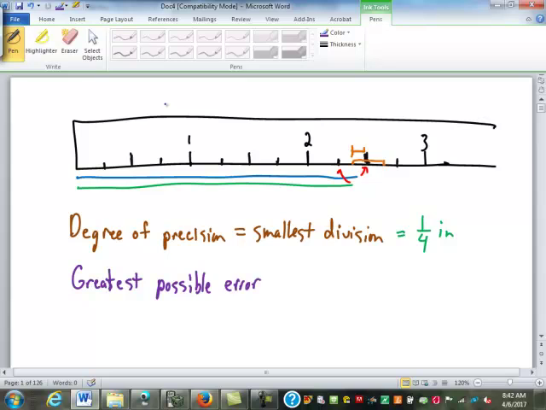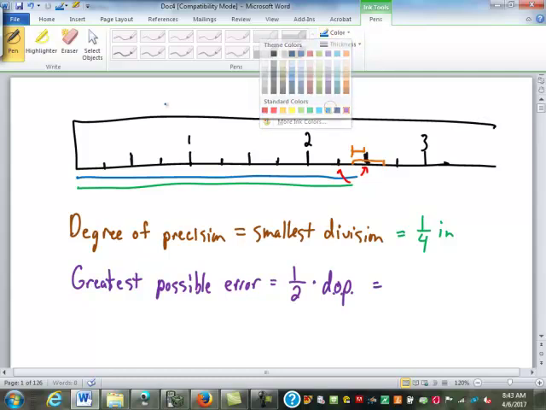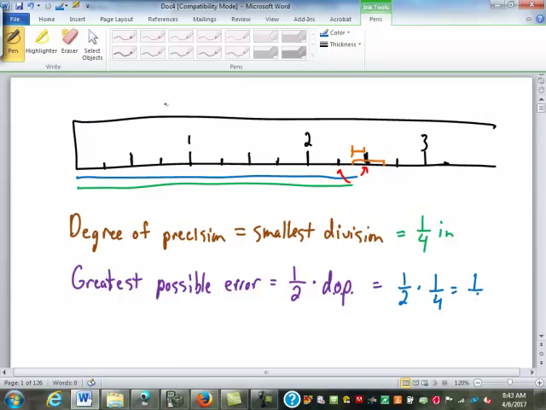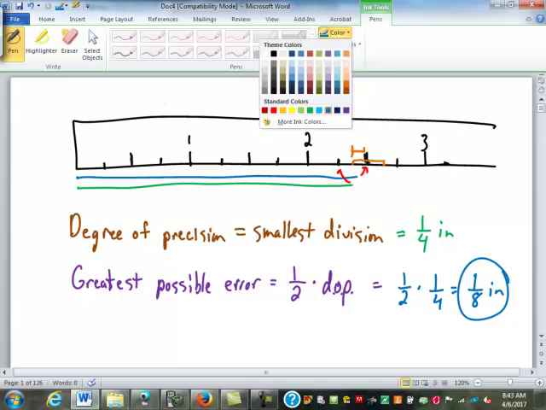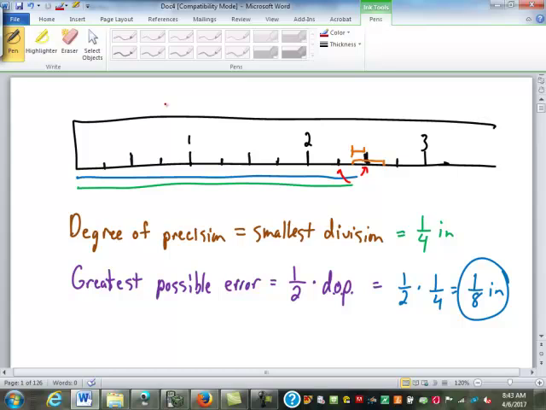Our greatest possible error is half of the degree of precision. So in this case, that would be 1/2 times 1/4, or 1/8 of an inch. So what that is saying is any measurement with this ruler is off by as much as 1/8 of an inch. So this is measured at 2.5 inches here, but technically that's 2.5 inches plus or minus 1/8 of an inch.